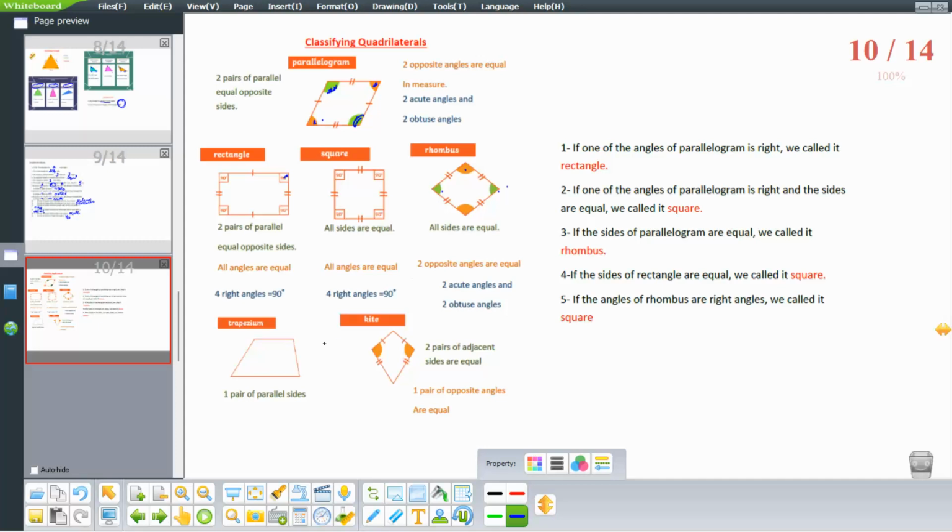Okay, we have the trapezium. Trapezium has only 2 parallel bases or 2 parallel sides. Okay, the kite has only 2 pairs of adjacent sides that are equal. That means 2 sides next to each other are equal, and 1 pair of opposite angles are equal. That is for the kite.